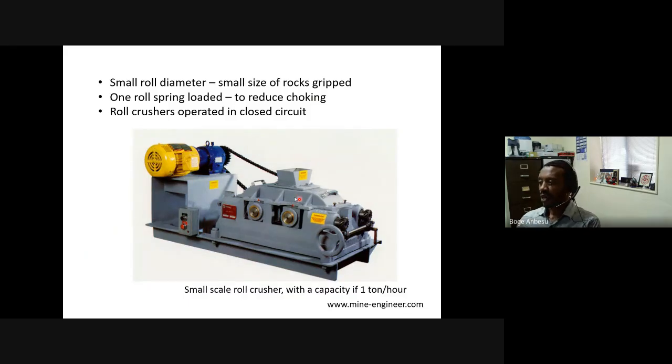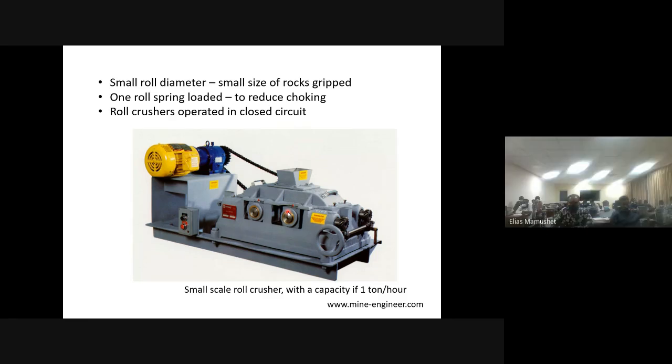And this is just an example of a smaller scale roll crusher. That is where the crushing happens. That's where you feed the material, and you have two rolls going against each other. As I said, if you have any choking associated, one can be spring loaded so that you can avoid choking. There are lab scale roll crushers. I haven't actually seen a large scale industrial size roll crusher, but smaller scale lab ones are common in some labs.